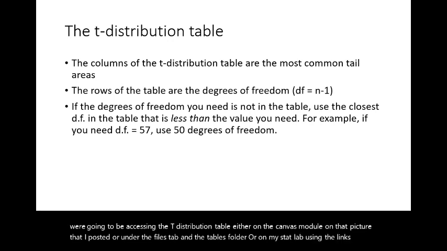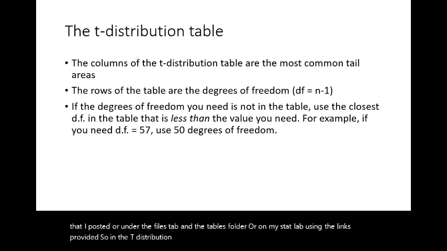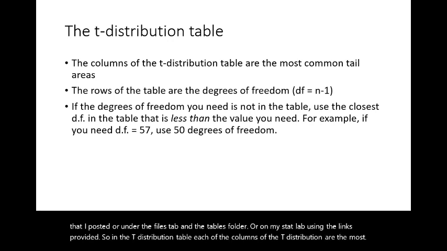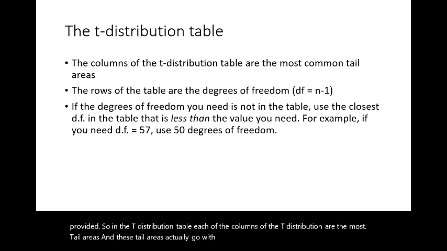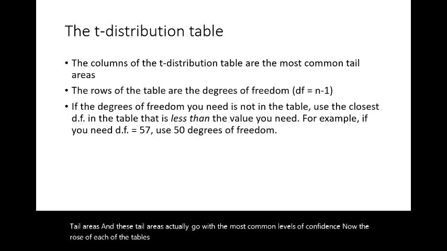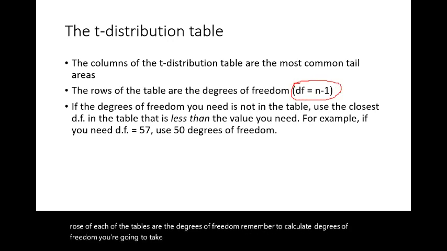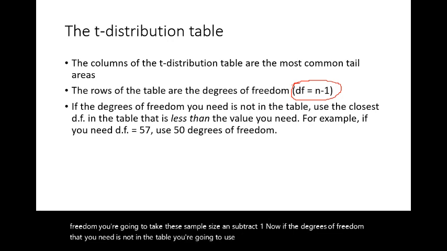So in the t-distribution table, each of the columns are the most common tail areas, and these tail areas actually go with the most common levels of confidence. Now the rows of each of the tables are the degrees of freedom. Remember, to calculate degrees of freedom, you're going to take the sample size n, subtract 1. Now, if the degrees of freedom that you need is not in the table, you're going to use the closest degree of freedom in the table that is less than the one that you need.